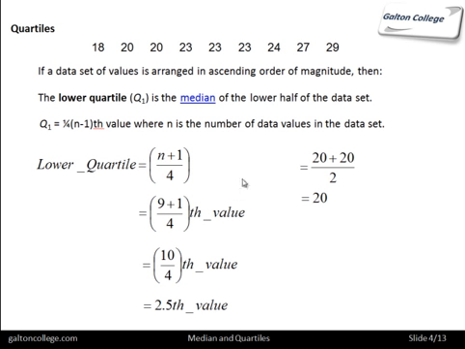Okay, so what we need to do is go to the 2nd value, the 1, 2, and it's in between those two. What we would do then is simply take an average of these two, which would be 20 plus 20, and no surprise, the average is 20. So that works out the first quartile.